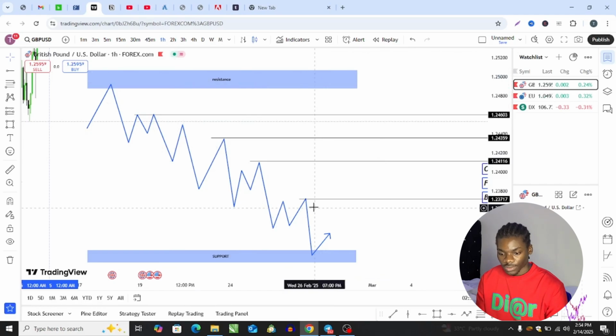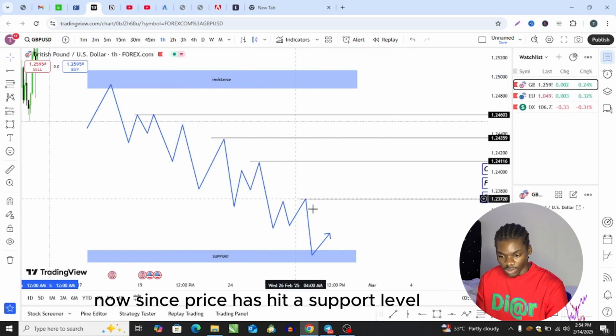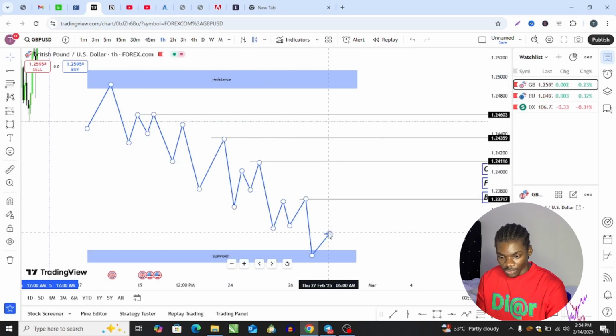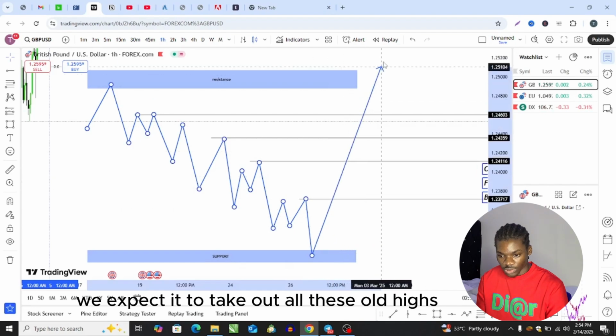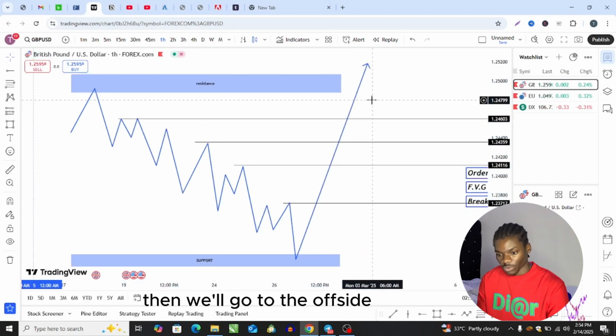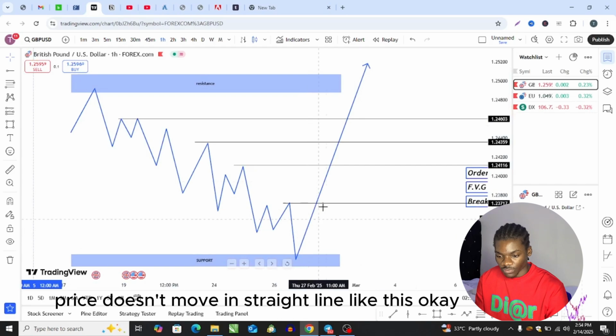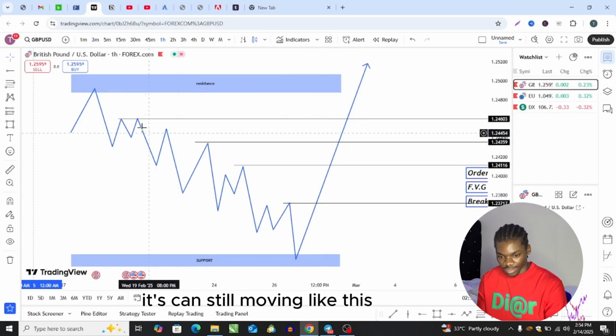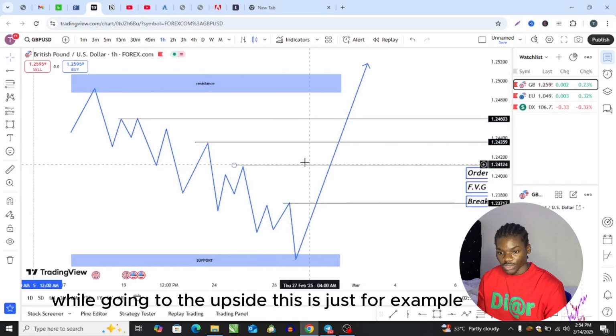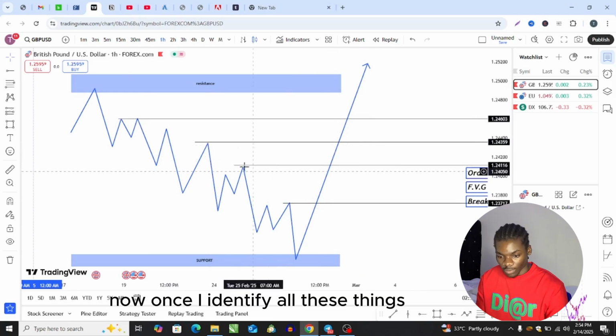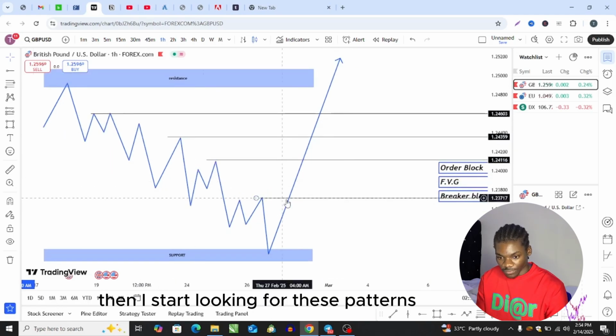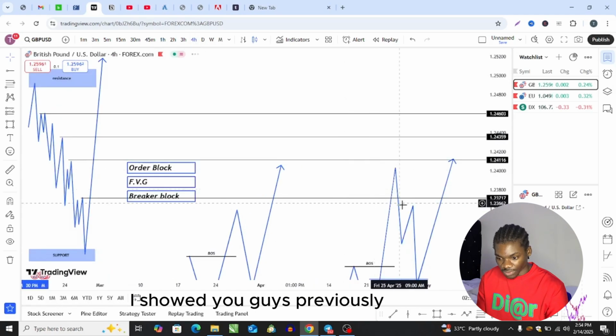All right, so where do I anticipate price to go to next? Since price has hit a support level, we anticipate it to take out all these old highs. Then we'll go to the upside. Price doesn't move in a straight line like this. Okay, it can still be moving like this while going to the upside. This is just for example. Now, once I identify all these things, then I start looking for these patterns I showed you guys previously.